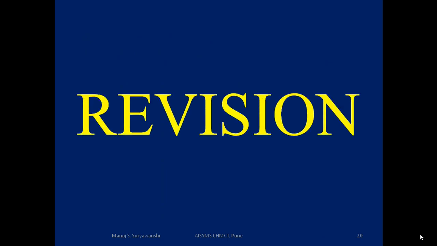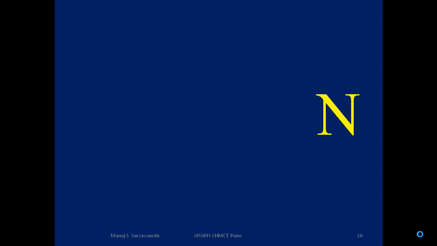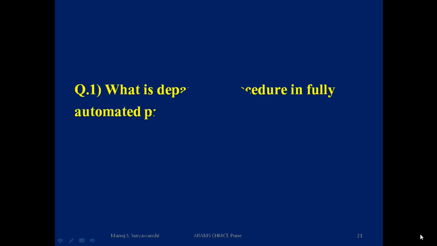So this is the overall departure procedure in a fully automated system. Now we are moving towards the revision section. I would like to ask you the first question, which is based on this content: what is the departure procedure in a fully automated system? I believe that you have already got the answer to this question with the help of all the PPTs which we have discussed right now.